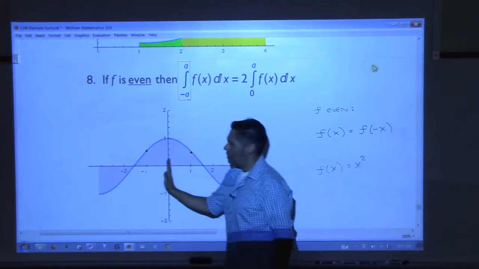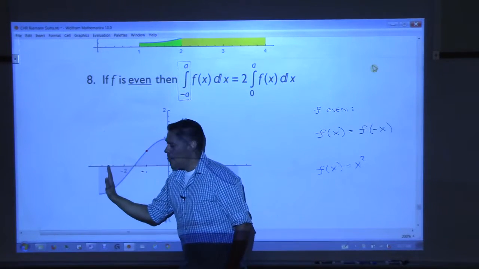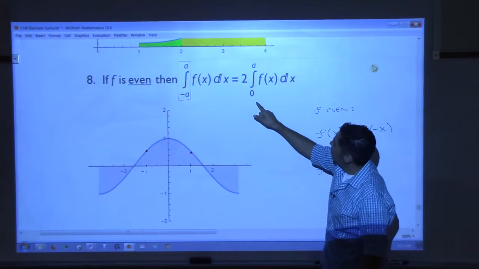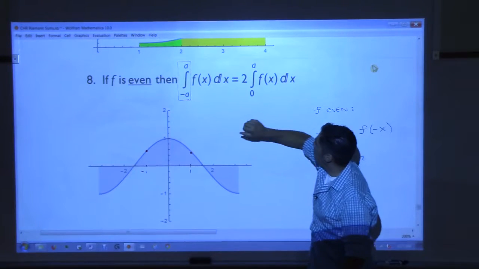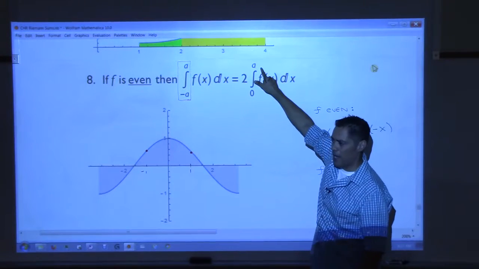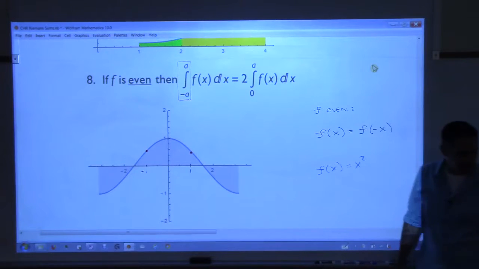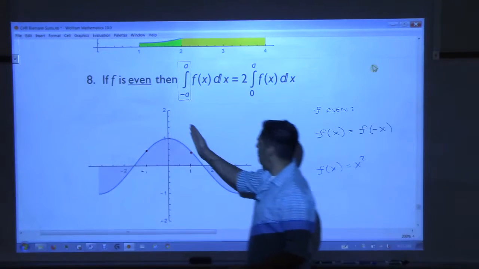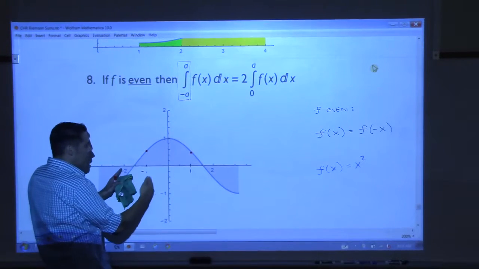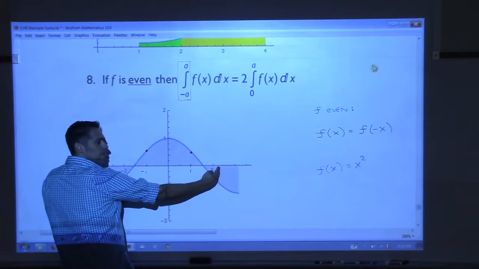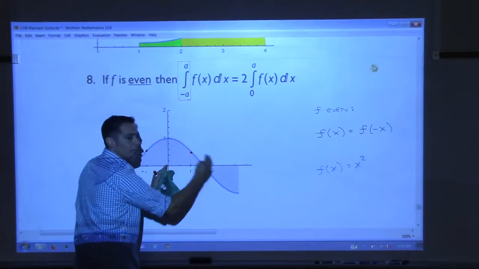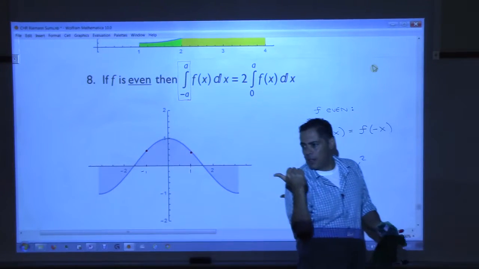That means if I'm going to pick some point over here, negative a, and integrate to positive a, the area under that is equal to twice the area from 0 to a. So what's going on? Because of this symmetry, instead of trying to find the area from here to here, because these are mirror images, I can just find the area from 0 to a, and then double it, because I have the same thing happening on the other side.